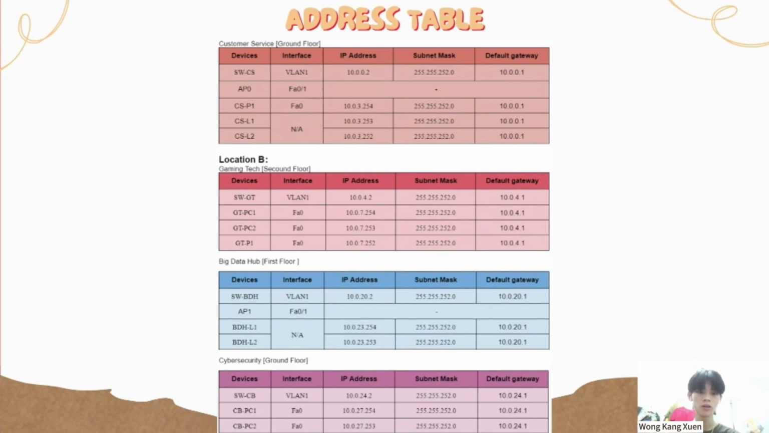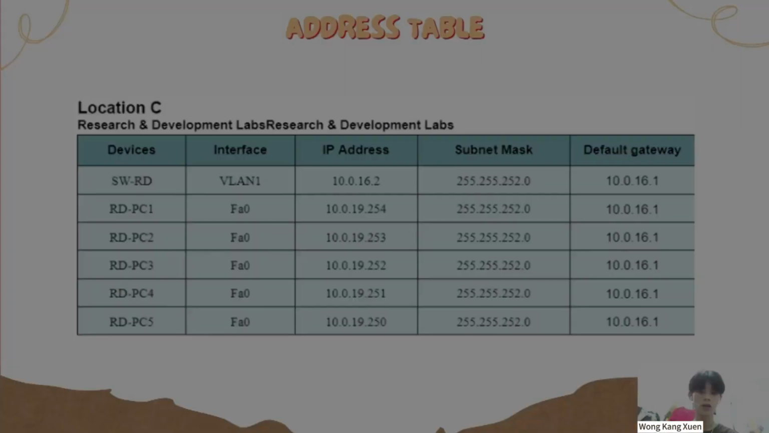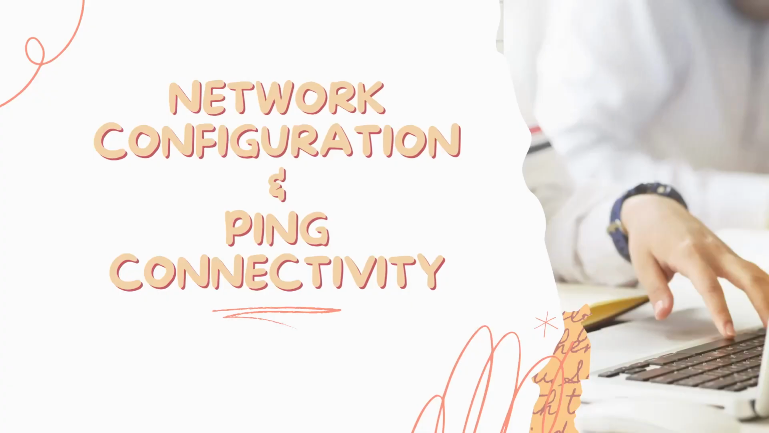As we can see here, some of the departments have an access point. They don't have an IP address and subnet mask because they are intermediary devices that connect to mobile devices. That's all from us. Thank you.